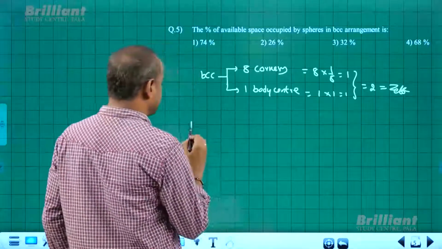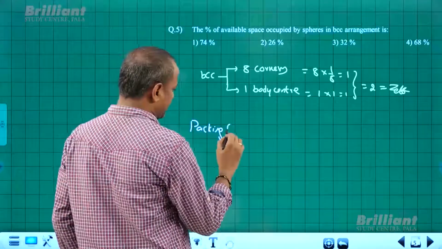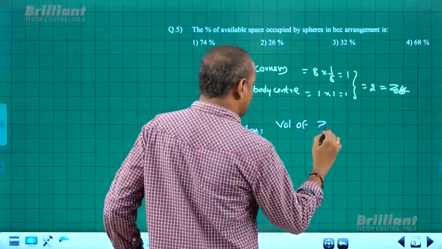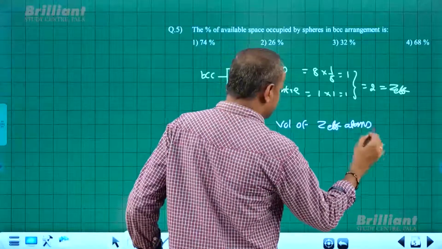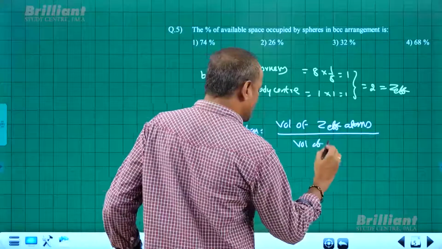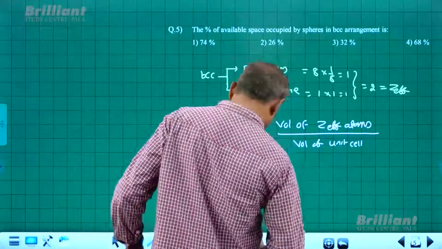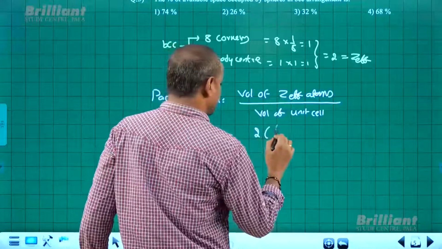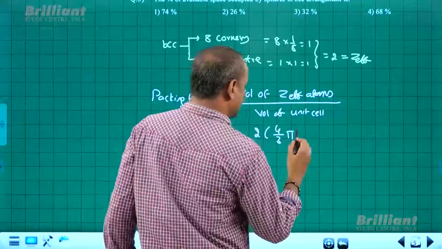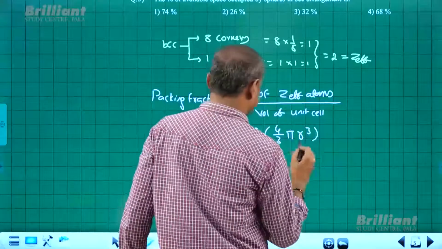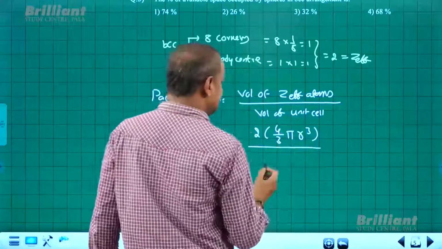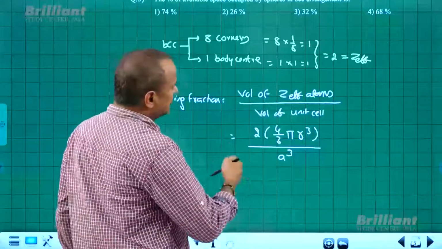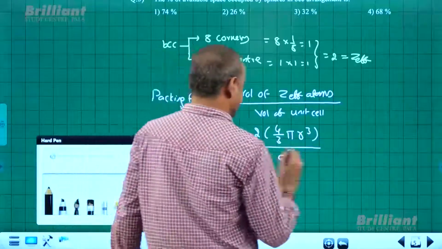Packing fraction equals volume of Z effective atoms divided by volume of unit cell. Two atoms, so 2 into 4 by 3 pi r cubed, divided by volume of unit cell. All sides are equal, so that is a cubed. On solving this, we get 68%.